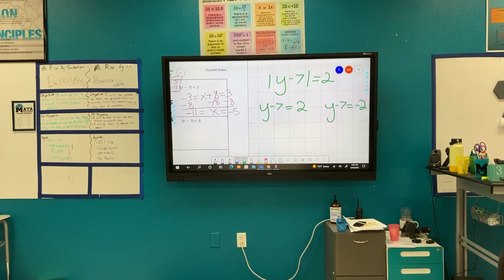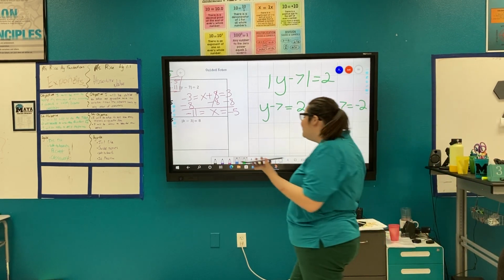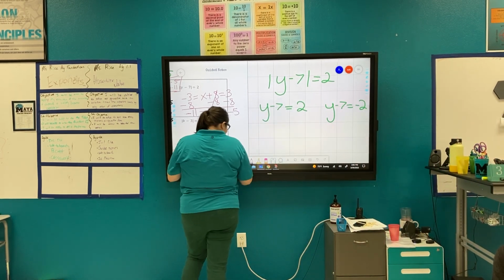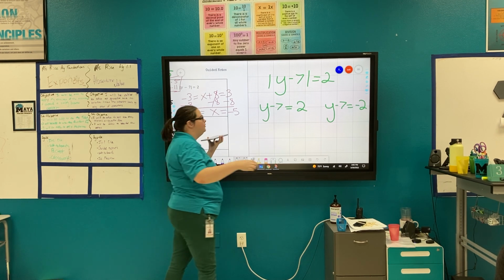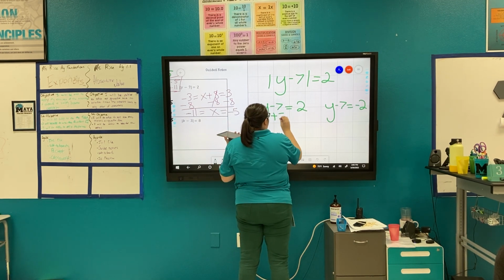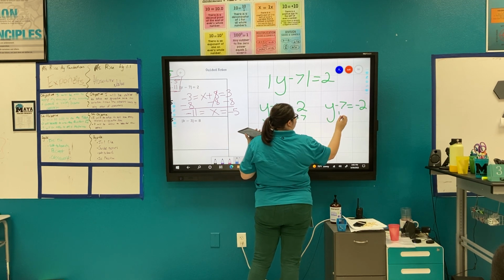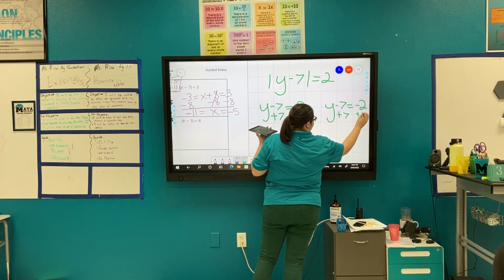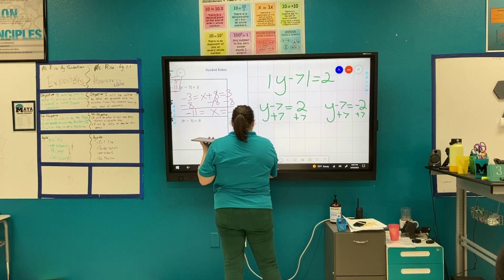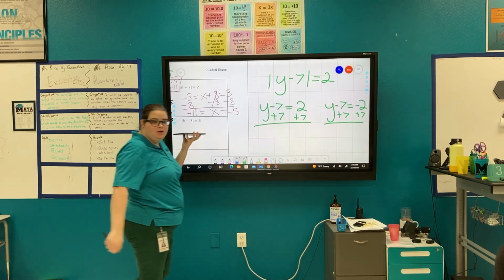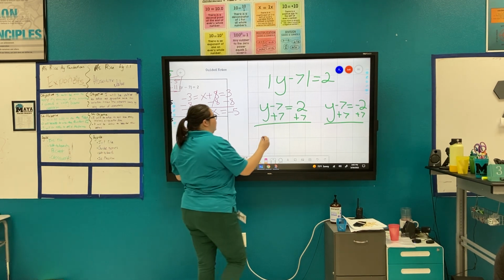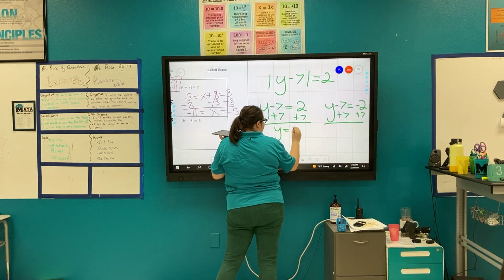So Deja, what's our next step? You just told me. You're supposed to add 7 to both sides. Good job. I need to add 7 to both sides. I'm going to be doing it to both of my equations. Can anyone tell me what 7 plus 2 is? Good job, Victoria. 9. So I'm going to have y equals 9.